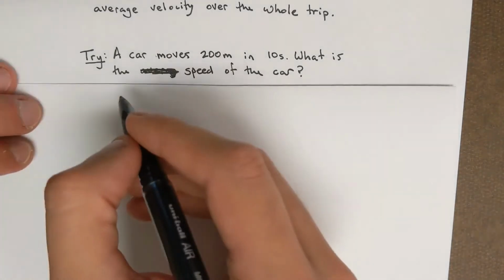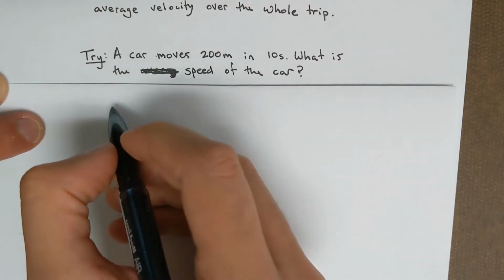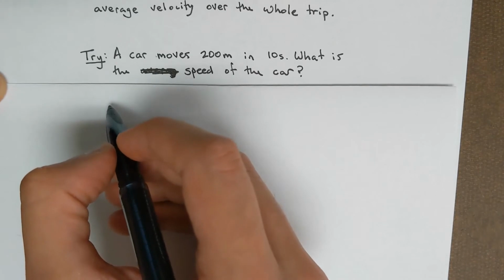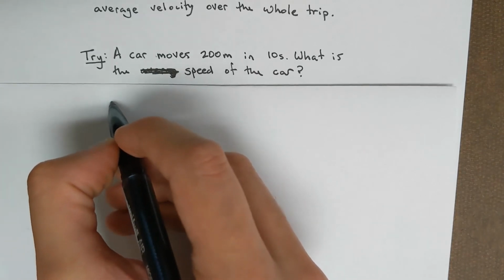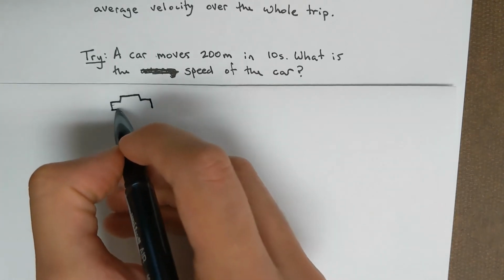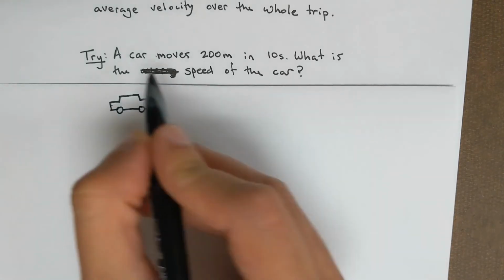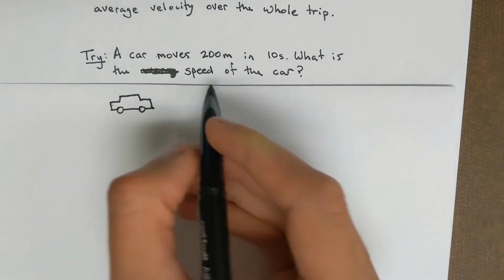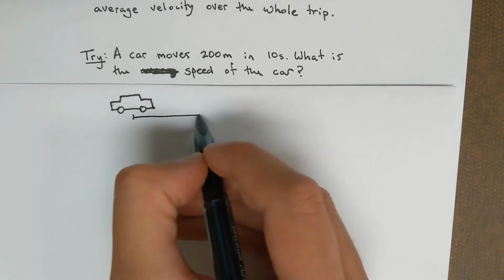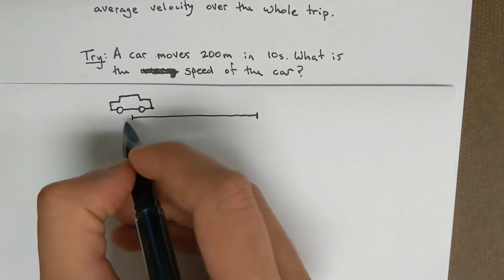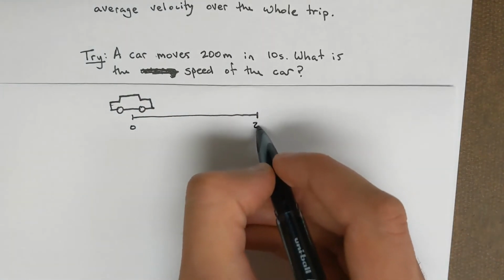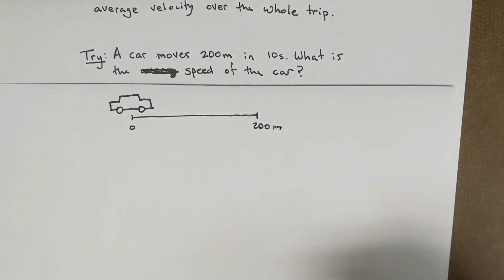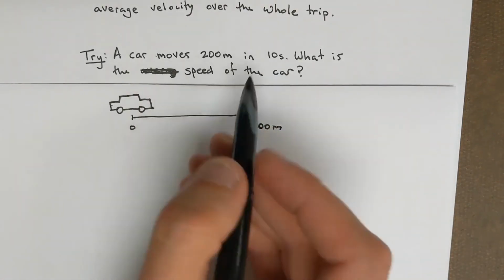Okay, and we're back. So hopefully you tried it on your own, because that's the best way to learn this, is by actually trying this on your own. So let's go ahead and draw a little picture so we can visualize what's happening. It says a car moves 200 meters in 10 seconds. What is the speed of the car? So it's going to go from here, let's say over here, 200 meters, and the time over which it does this is 10 seconds.